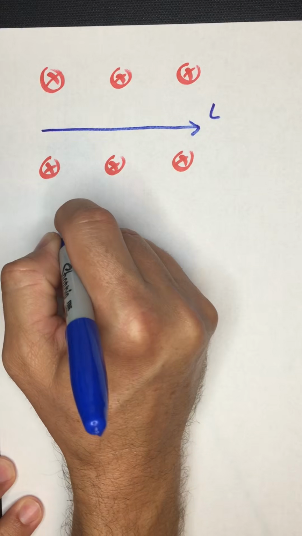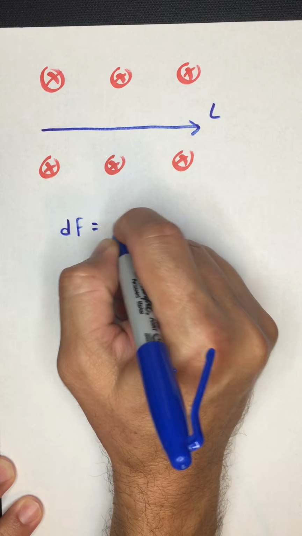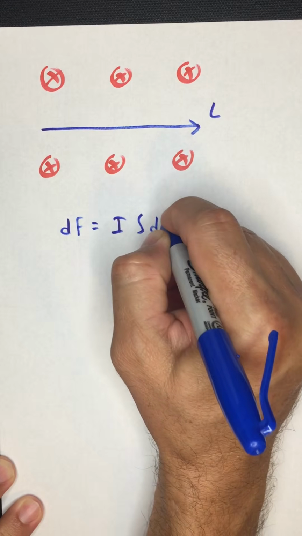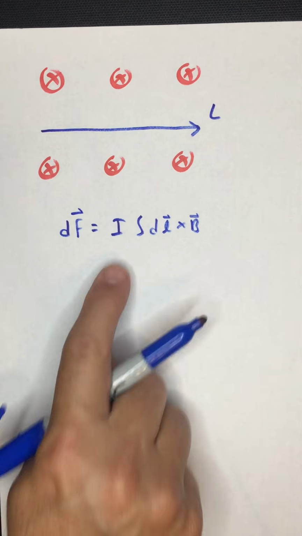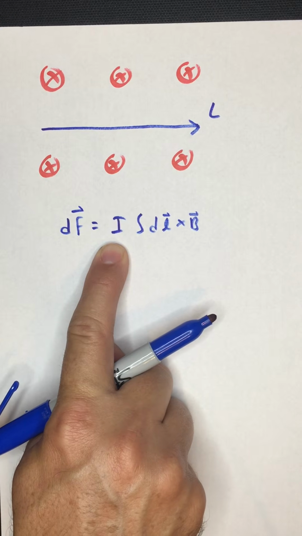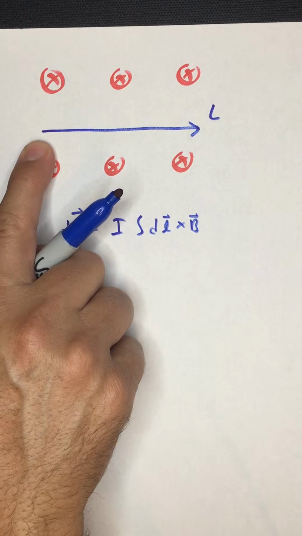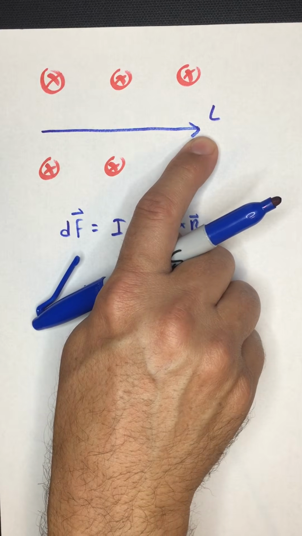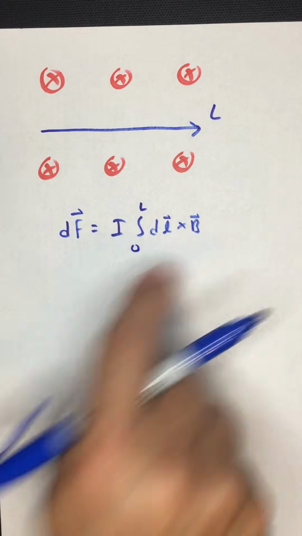Fair enough. I get F is equal to the integral, I'm going to write it like this, I times the integral of dl cross B. This should be a vector. I pulled the I out of the integral because I'm going to assume a steady current, which means I is a constant. This is going to be an integral over some limits. Let's set my coordinate system origin 0 here, which makes this point L. This is the coordinate L now. So I'm going to integrate from 0 to L of dl cross B.